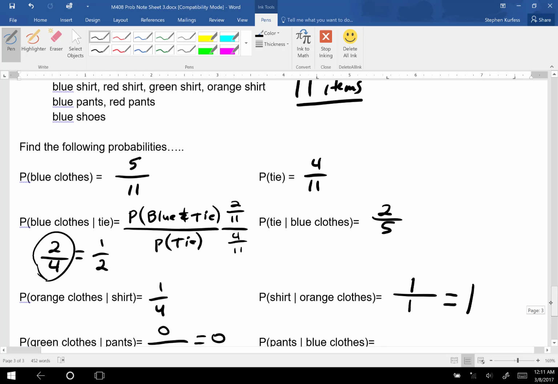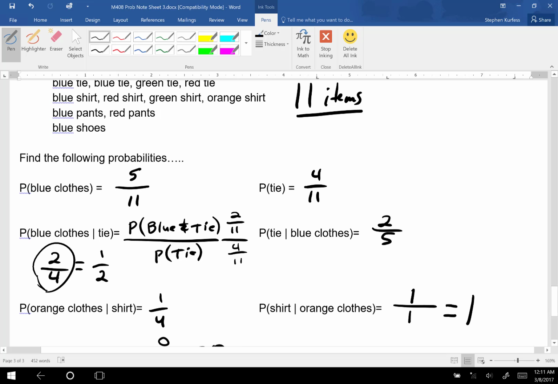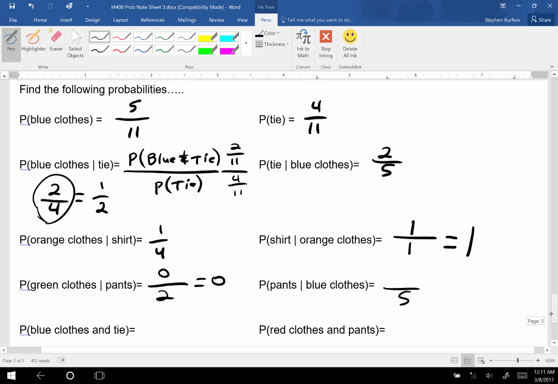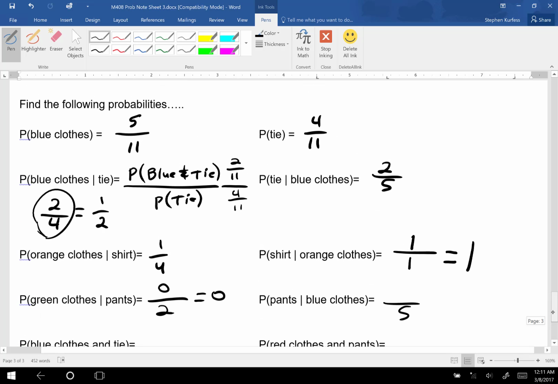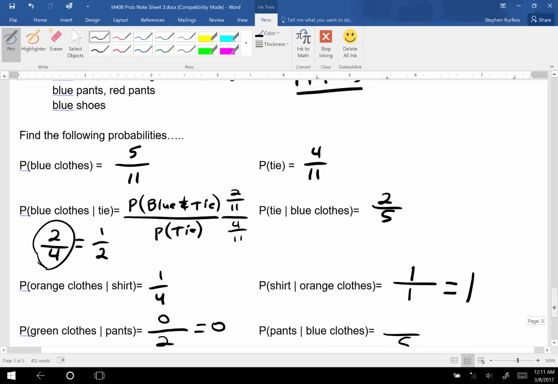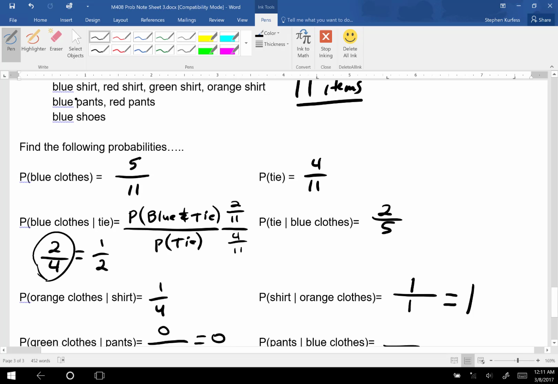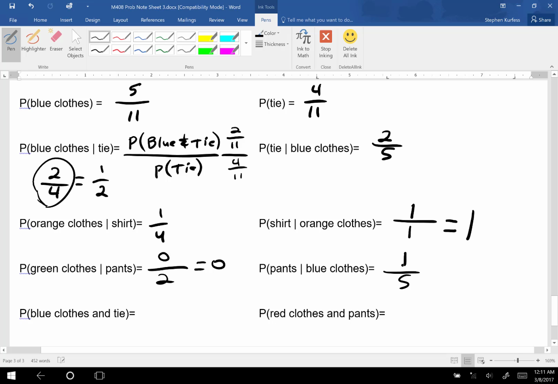Okay, so the next one: probability that it's pants given it's blue clothes. So how many blue clothes do I have? Well, we already said 1, 2, 3, 4, 5. So there are 5 blue clothes. I'm telling you it's blue clothes, so it's out of 5. And how many pants are blue? Well, 1. Here it is, the blue pants. So it is 1/5.